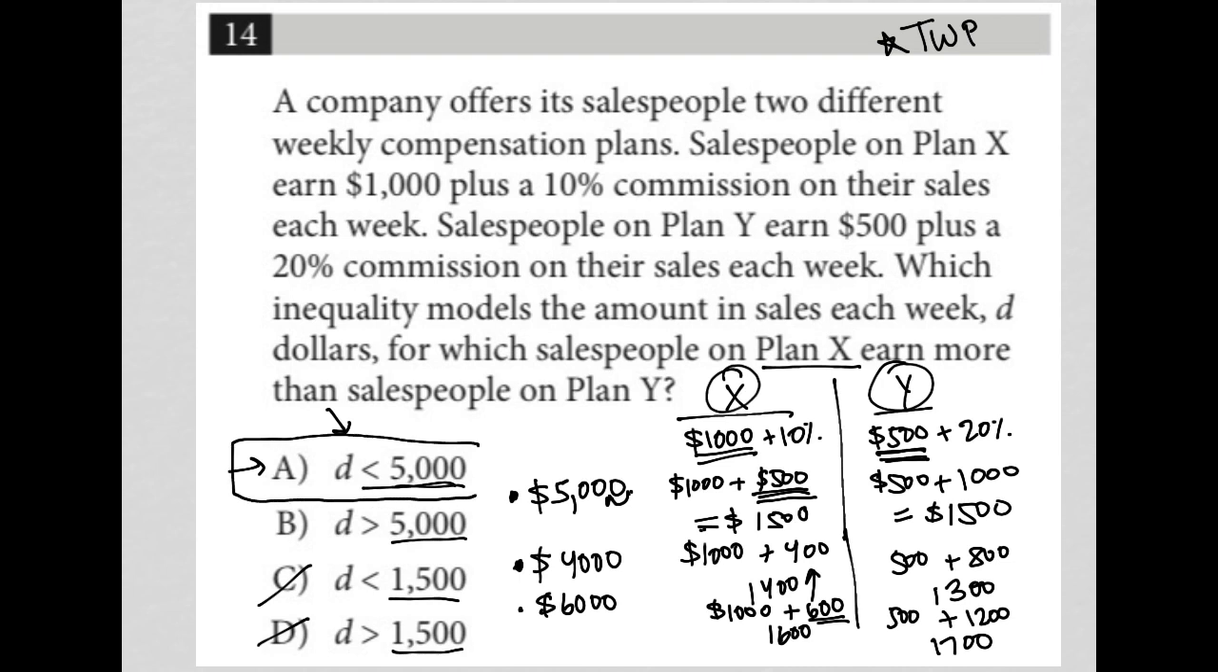That dollar amount in sales has to be less than 5,000. Again, because when it equals 5,000, plan X is not greater than plan Y. It actually equals plan Y. And once we go above 5,000, plan X makes less than plan Y. But as long as we stay below that $5,000 in sales, then plan X will out earn plan Y.